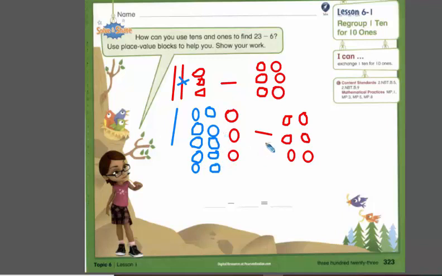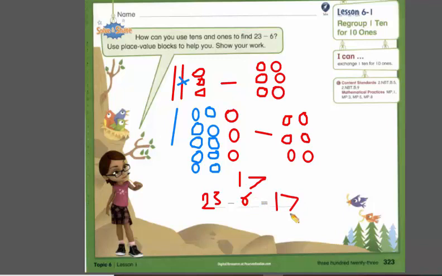Yes, 13 minus 6. You are right. Equals 7. So now how many ones do I have left? I have 7 ones left. And how many tens left? I have 1 ten left. So if you write the equation, 23 minus 6 equals 17.